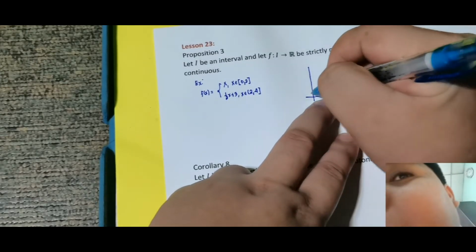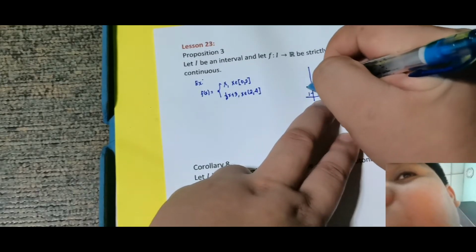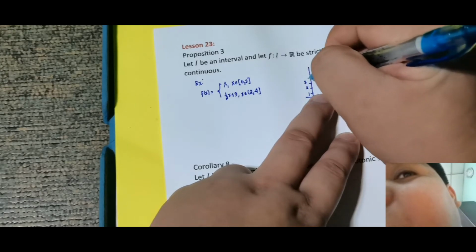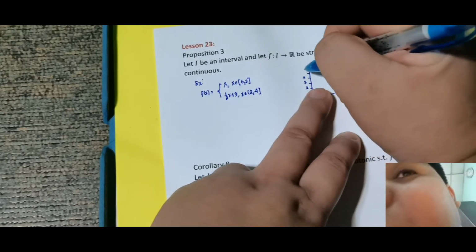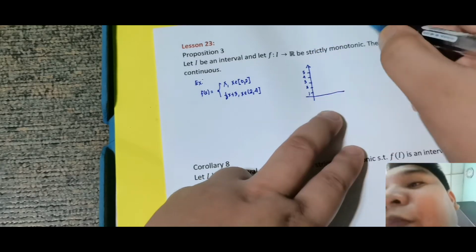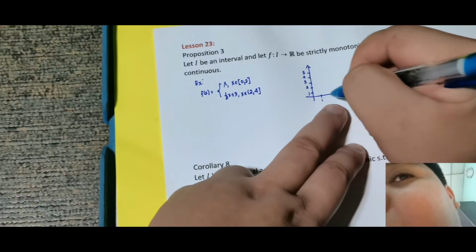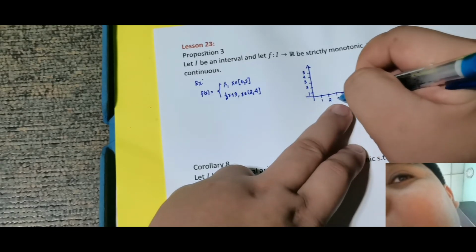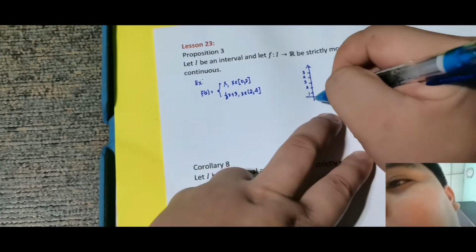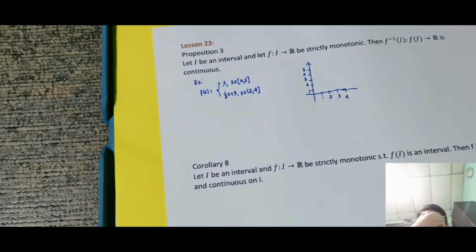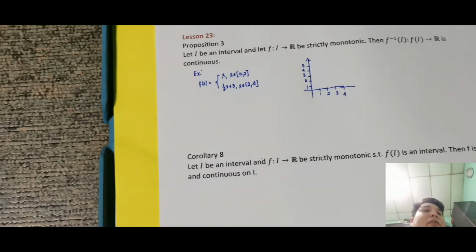Suppose this is 1, 2, 3, 4, then 5. Then on the other side, we have 1, 2, 3, and 4. So how do we graph that? If you noticed, the given is an interval. We need to see that it is strictly monotonic, meaning it is increasing or decreasing.